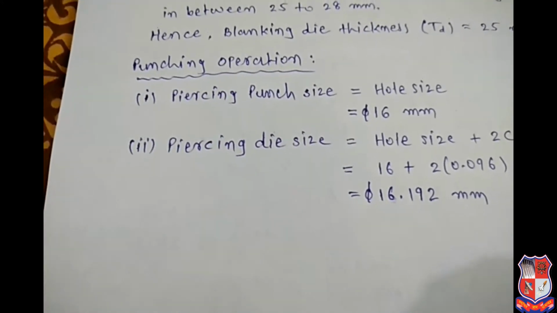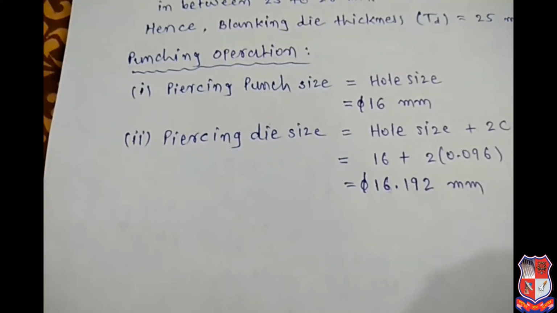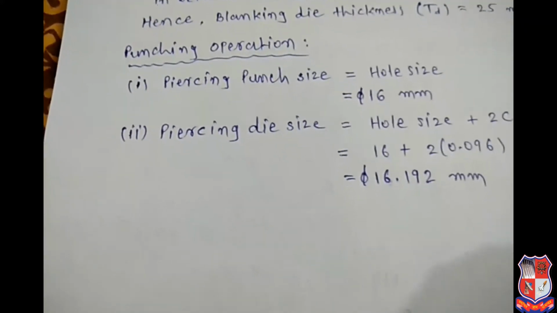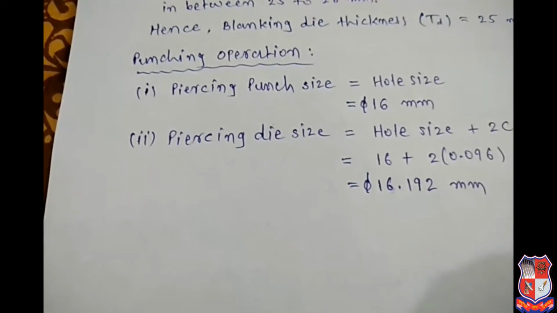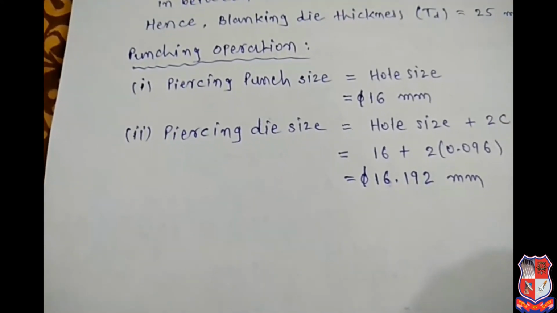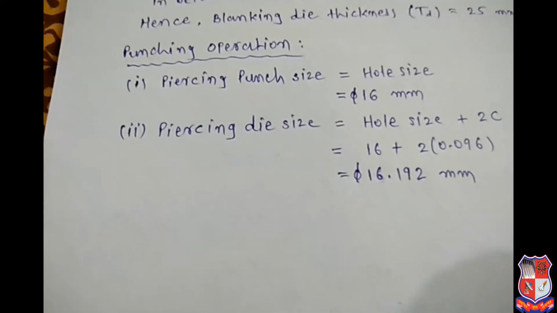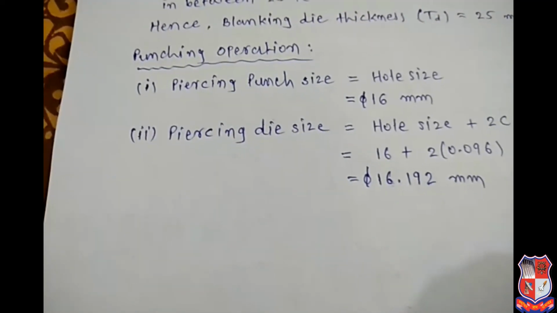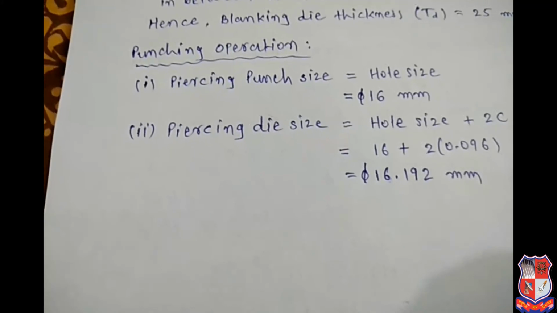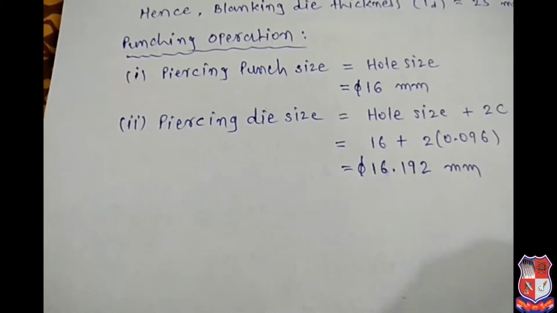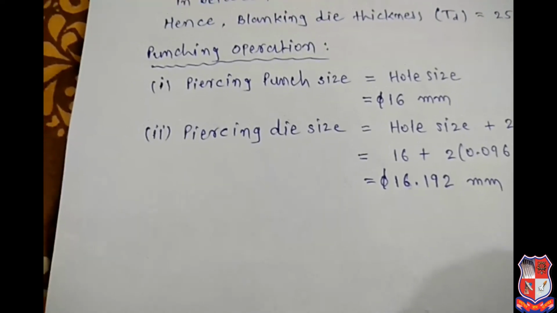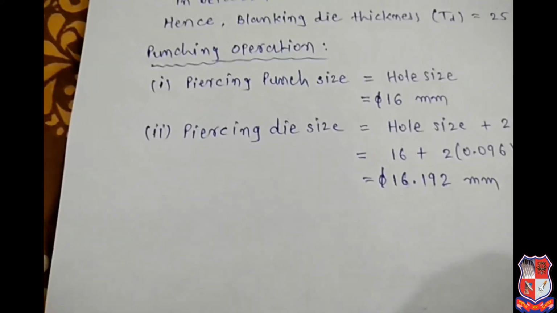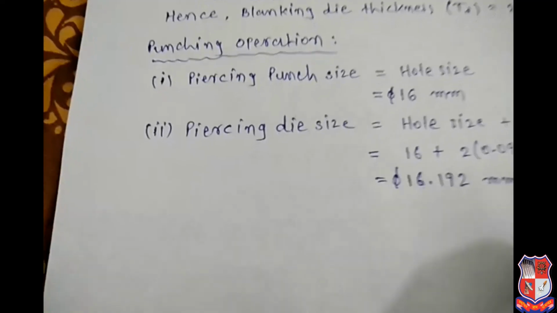Now next part is to draw the assembly of the entire die set. For this particular problem you can solve in both ways. You can draw the compound die, as well as you can go for the progressive die. Those figures are given in the textbook that you can refer to. The assembly views are given in the textbook. So I hope you understand the entire solution of this question. Thank you so much.